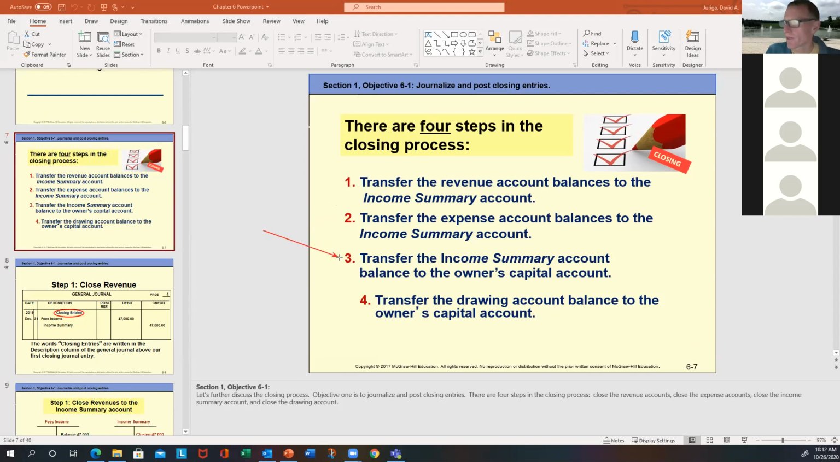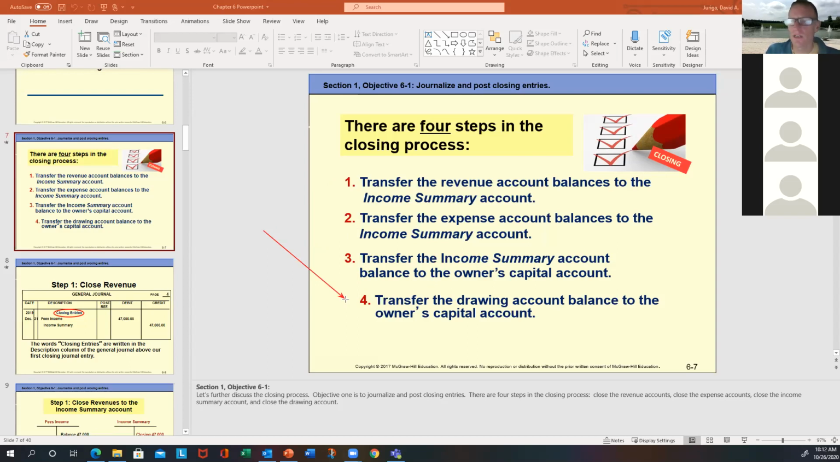Step 3 is we're going to determine our balance in income summary, just like you do an account balance, and transfer that into capital. So the first 3 steps close out revenues and expenses and the income summary. At that point, we've updated capital. The last step is to deal with the drawing account, if there was any drawing. We'll take that drawing account and close it directly to the capital account.